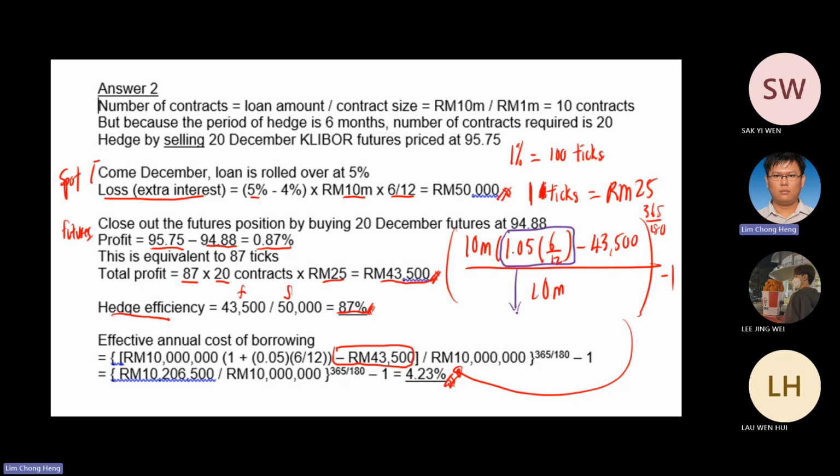This portion I wrote wrong. It should be 1 plus 0.05 times 6 over 12. I missed out the 1 plus here. So in this portion I made a mistake, but the answer here is correct. The answer here is correct, just my writing was wrong.